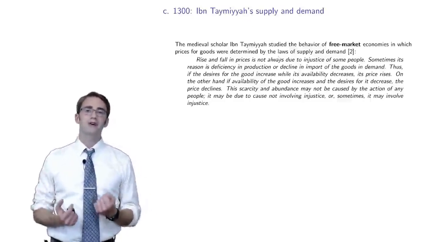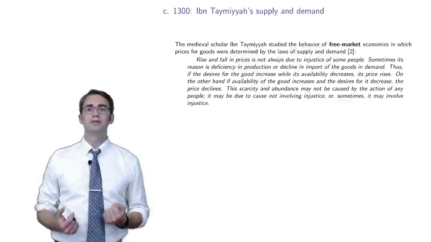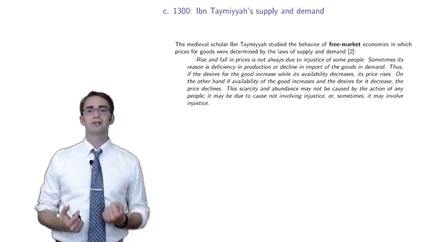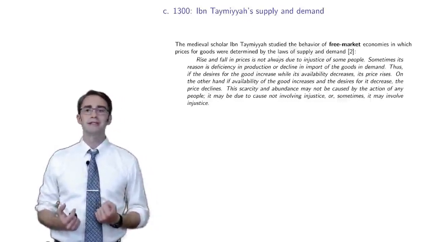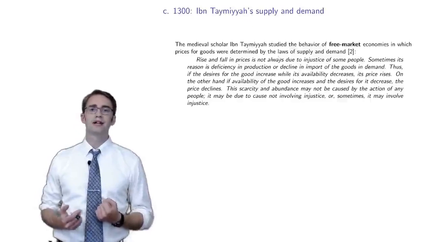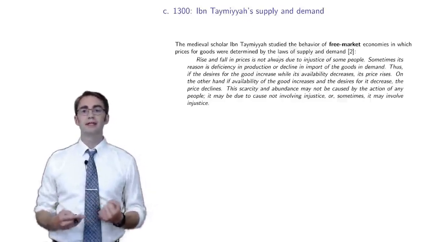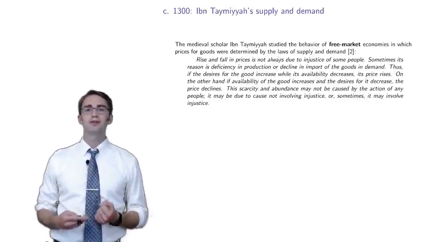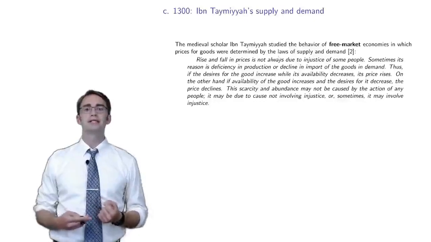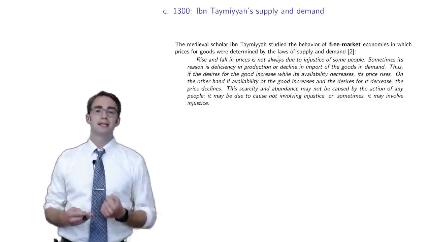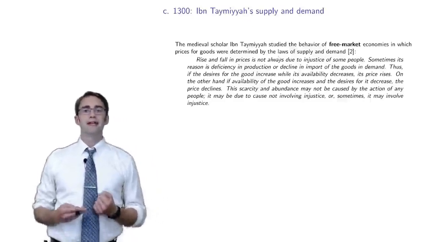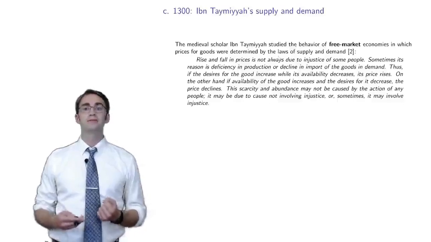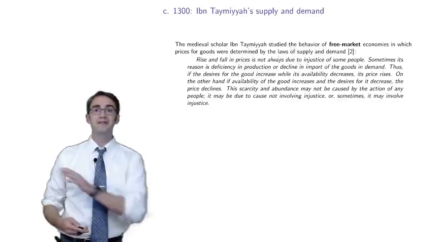He said, rise and fall in prices is not always due to injustice of some people. Sometimes its reason is deficiency in production or decline in import of the goods in demand. Thus, if the desires for the good increase while its availability decreases, its price rises. On the other hand, if availability of the good increases and the desires for it decrease, the price declines. The scarcity and abundance may not be caused by the action of any people. It may be due to cause not involving injustice, or sometimes it may involve injustice. So he's giving himself an out there.